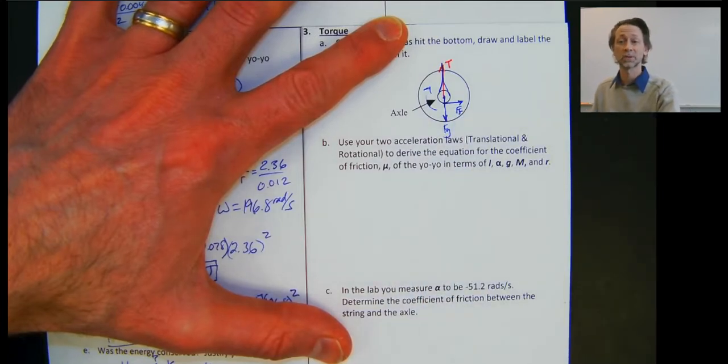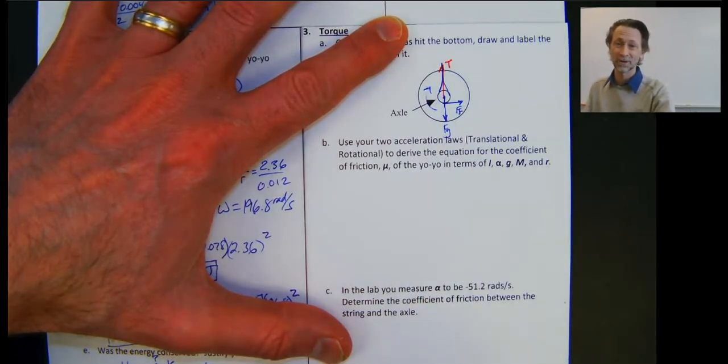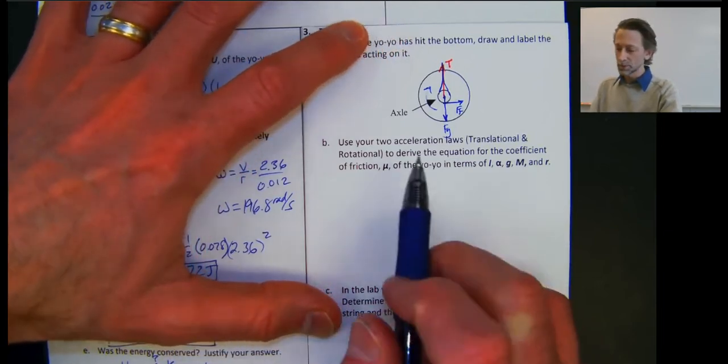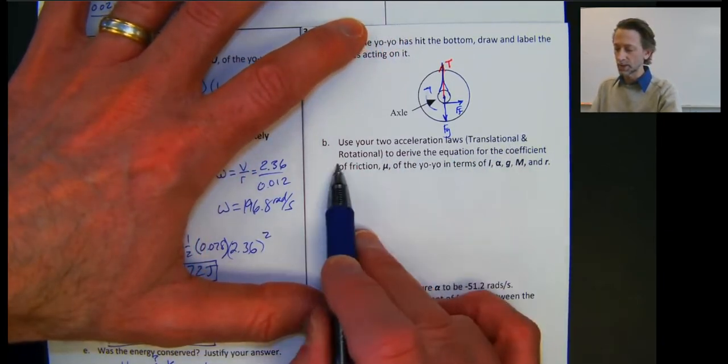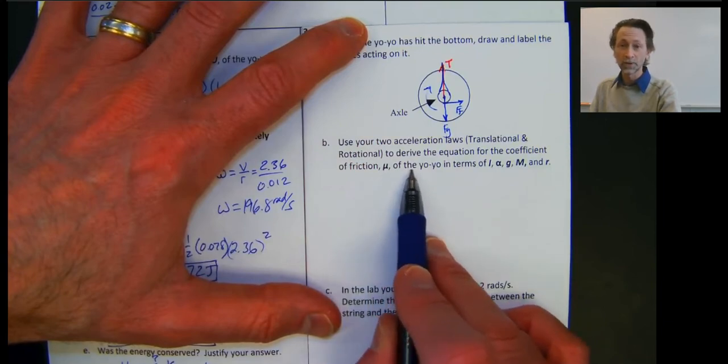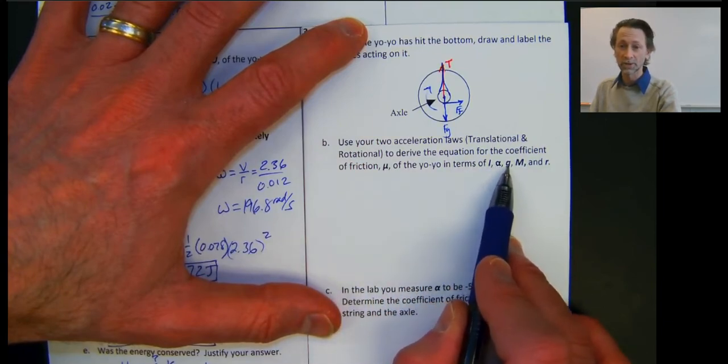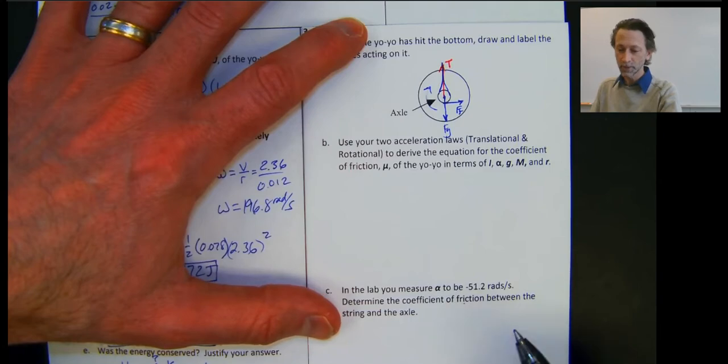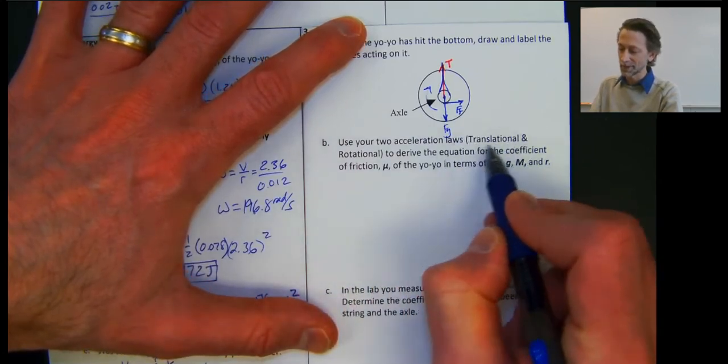And that's going to be the force that causes it to decelerate or to slow down. So use the two acceleration laws, the translational and the rotational, to derive the equation for the coefficient of friction, mu, of the yo-yo in terms of I, alpha, G, M, and R. Okay, so the first one I'm going to look at will be the translational one.